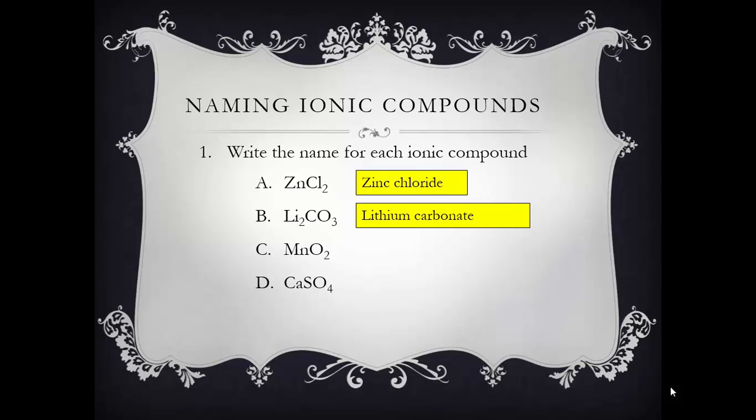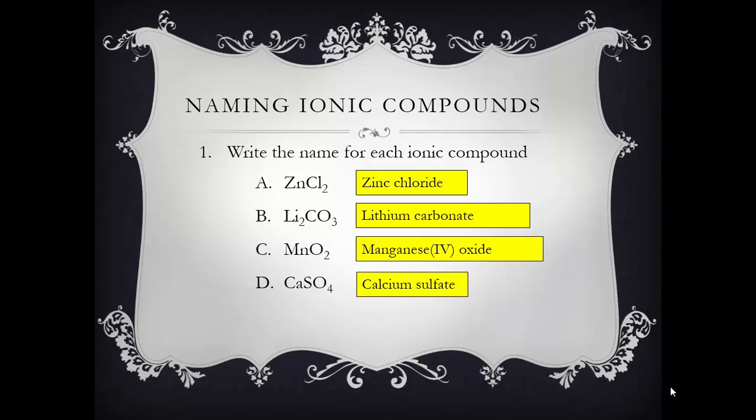This one is tricky because you have Mn and oxygen's already -2. This actually comes out to be manganese 4 oxide. You can try it out, do the oxidation numbers plus and minus, and then do your drop and swap, and it will come out to be MnO2. Calcium sulfate is CaSO4.